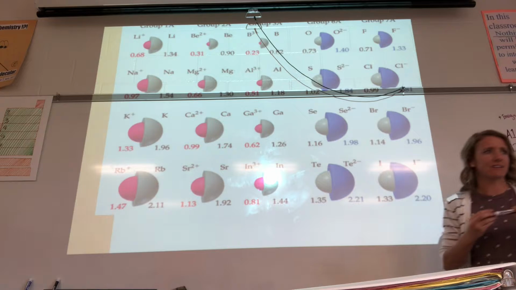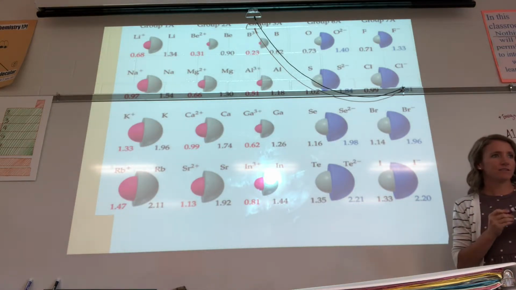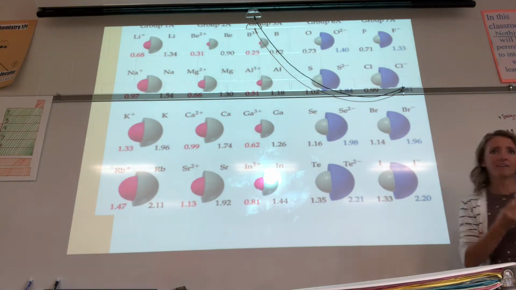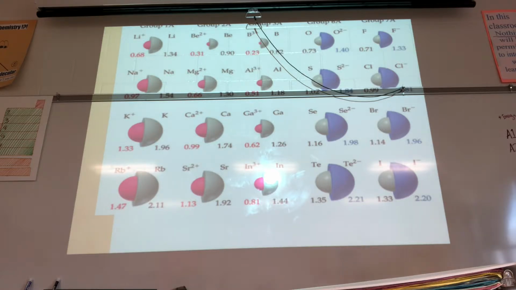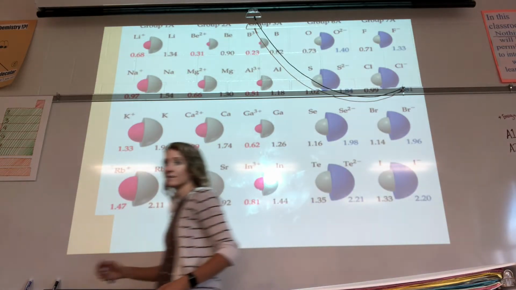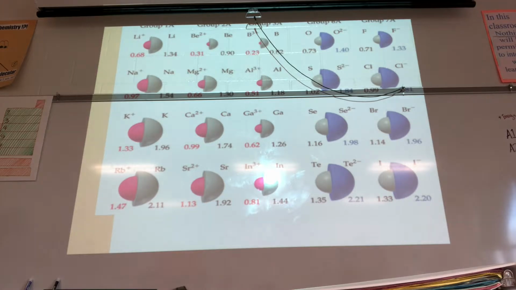Any hypothesis out there? Jordan, you have a thought? Because of the shielding, because all the other electrons are shielding it, so the ones that are gained are pretty far out. You're on the right track, but there's something with the other electrons.